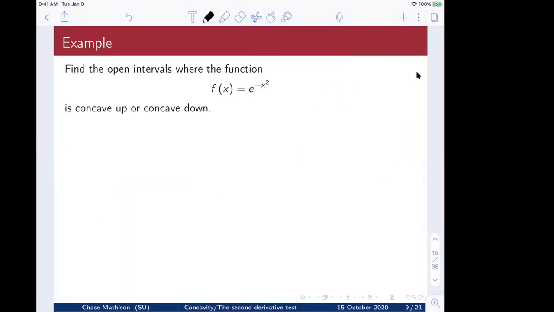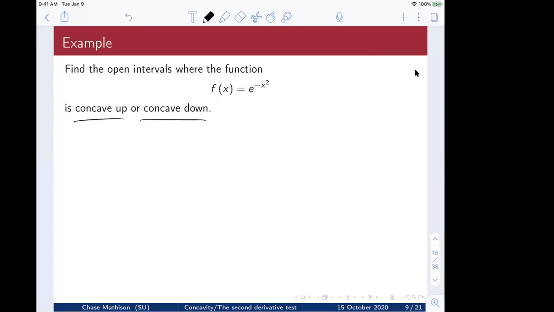All right, let's look at an example. Let's find the open intervals where the function f of x is equal to e to the negative x squared is concave up or concave down. Okay, so I'm checking for concavity. So what do I need to find in terms of f? F double prime. Yeah, I need to find f double prime.